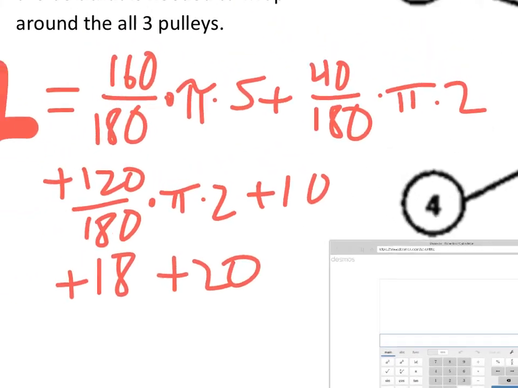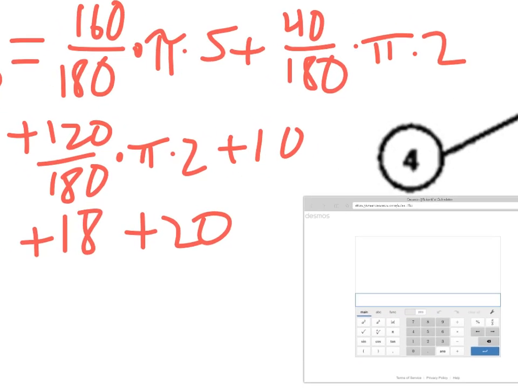So we'll open up our Desmos here again. Let's see if we can get both of these showing here. And I'm going to type it in just like it looks. We got 180, divided by 160, divided by 180.